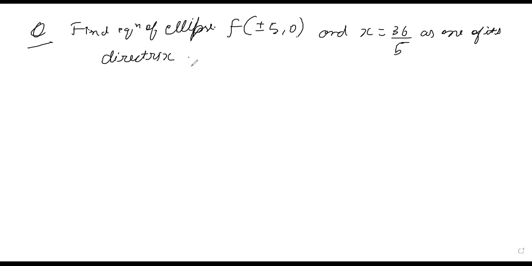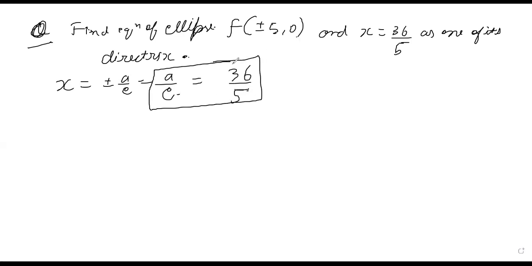You know the equation of directrix? See from the notes: x is equal to plus or minus A by E. So in this case, if 36 by 5 is given as a directrix and it is positive, then we will take plus A by E only. So A by E is given as 36 by 5. And the ellipse focus is given as 5 comma 0, which means AE is given as 5.